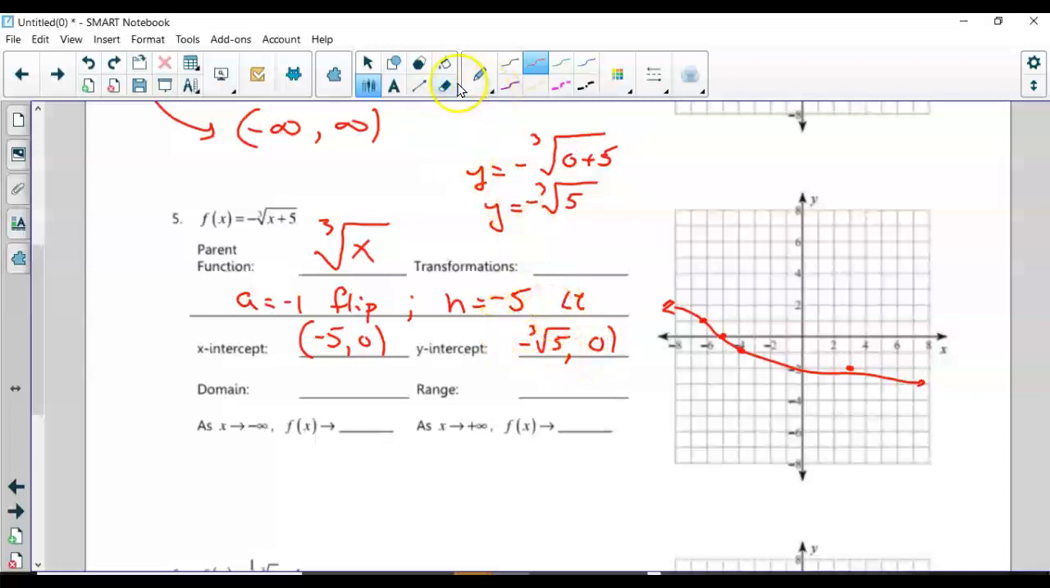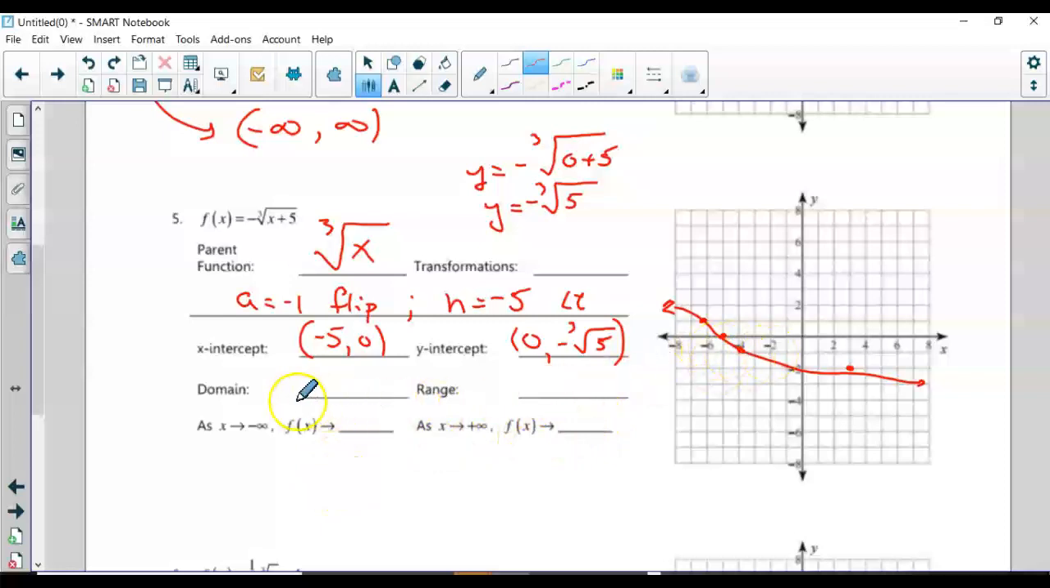Ooh, I wrote that backwards, didn't I? I totally wrote that backwards. It's actually 0, because x is 0. Negative cube root of 5, because that's the y-intercept.